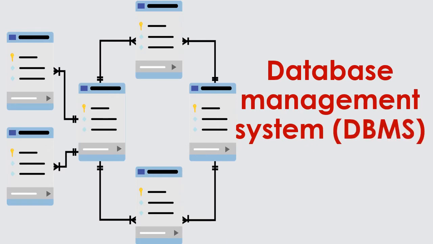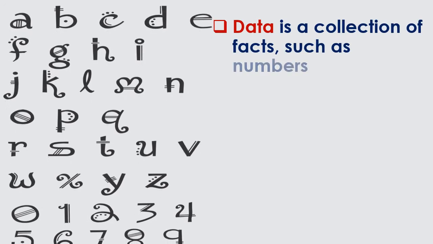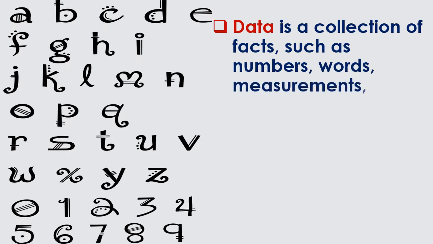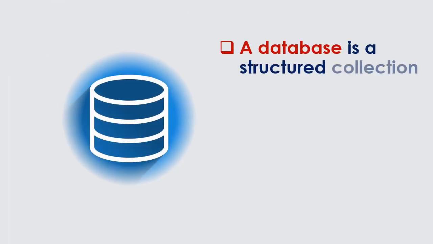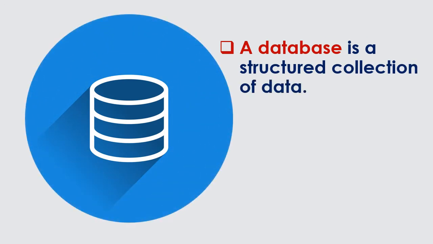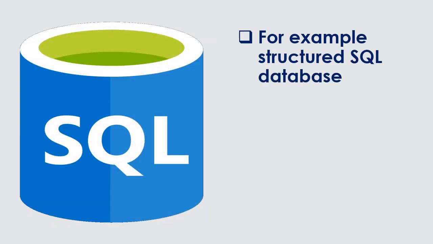Database management system. Data is a collection of facts such as numbers, words, measurements, observations, or just descriptions of things. A database is a structured collection of data, for example, a structured SQL database.